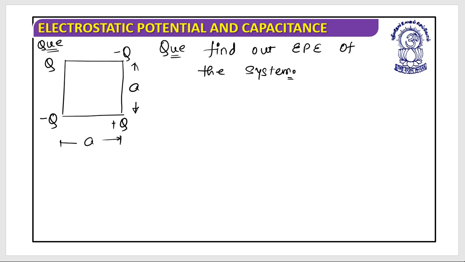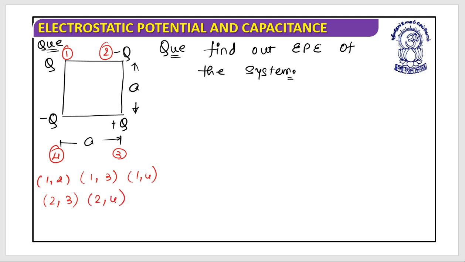How shall we do this? What is my first task? Yes, my first task should be to provide them with numbers. This is first, this is second, this should be third, and let's say this is fourth. Now let's make the pairs of them. It's 1 comma 2, 1 comma 3, 1 comma 4, 2 comma 3, 2 comma 4, and 3 comma 4. I hope these things are clear to you. Yes, now what next? Just rewrite according to the pairs.